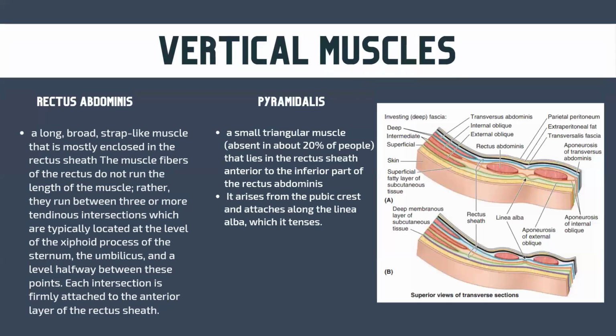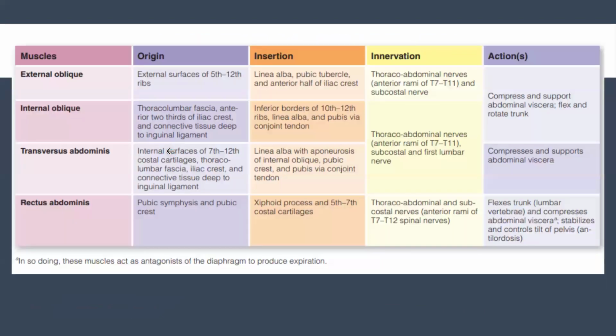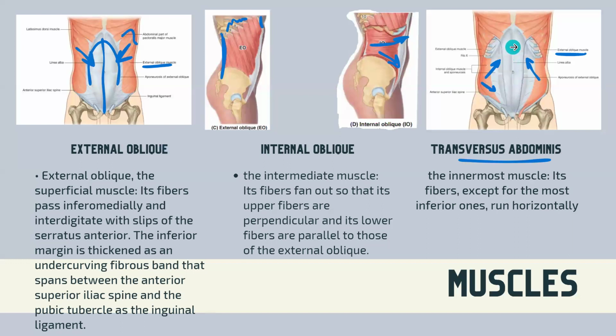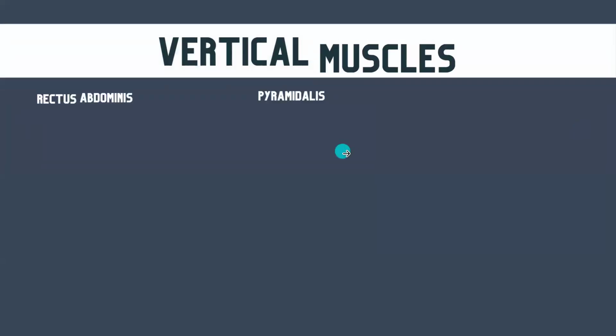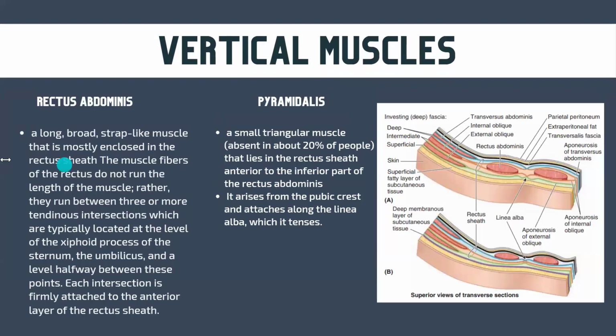Now, what about the vertical muscles, which are rectus and pyramidalis? Know that the rectus abdominis muscle can be seen here in this picture. It's a faint one. And it is the formation of the six packs. The athletes say we need to do rectus muscle strengthening. So it's strap-like and it's mostly enclosed in the rectus sheath.